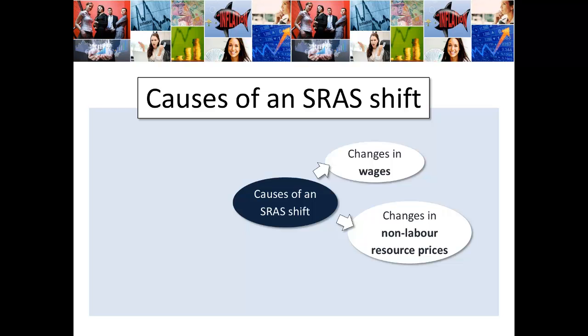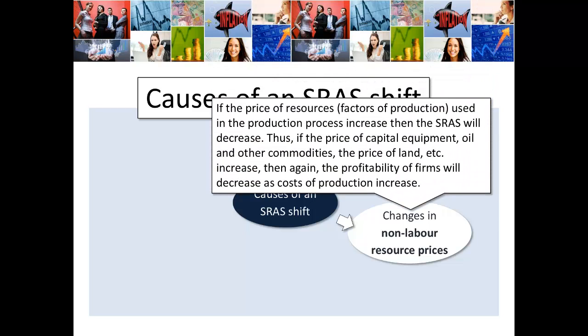Changes in non-labour resource prices. So any of these factors of production, the price of the resources used in production processes increase. If any of these increase, then the SRAS curve will decrease. So for example, if the price of capital equipment, oil and other commodities which are quite often used in manufacturing and producing and delivering, transportation, the price of land, if that goes up, the profitability of firms is going to decrease as their costs of production increase.